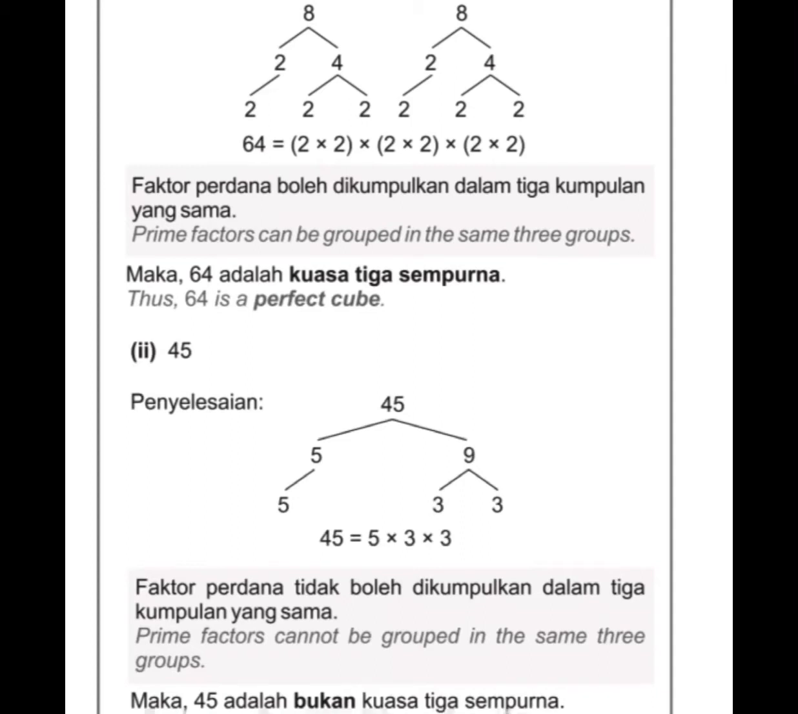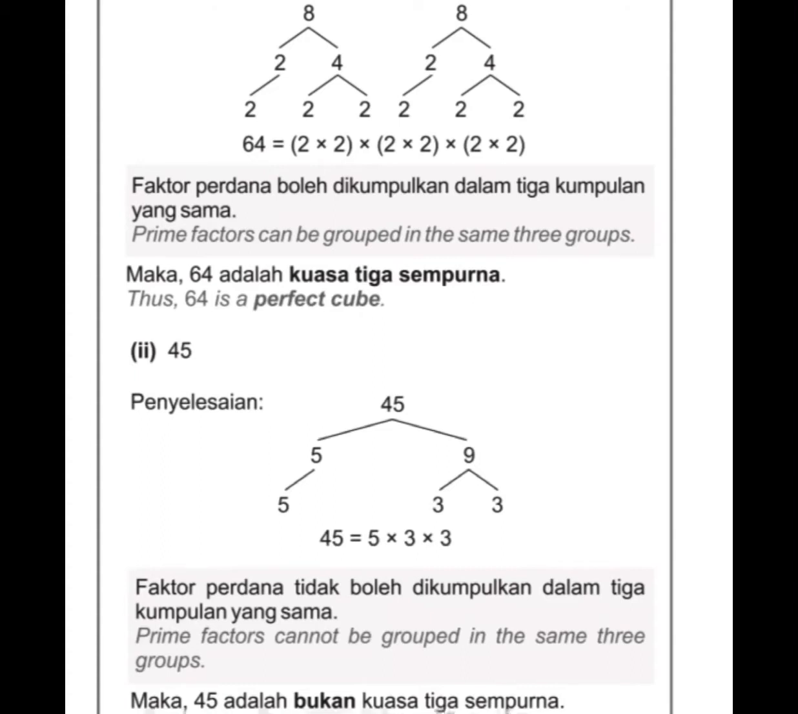You can use factorization or repeated division, same like that. In your workbook, it shows how to identify whether the value is a perfect cube. So the book gives you an example using the factorization method. You can also use repeated division. After that I will show you how to use repeated division for 64 and 45.